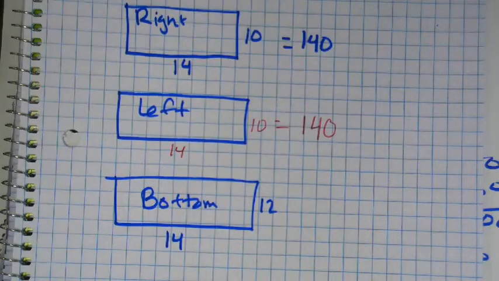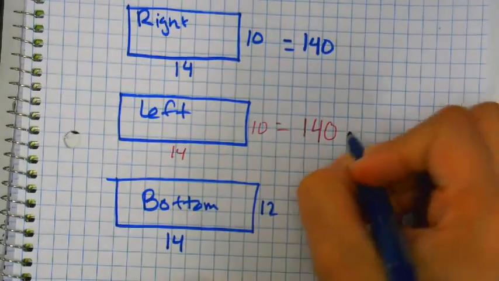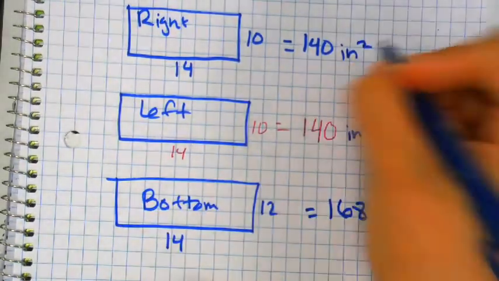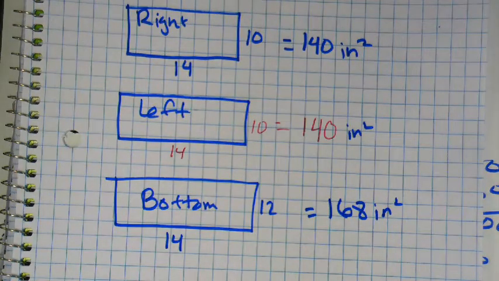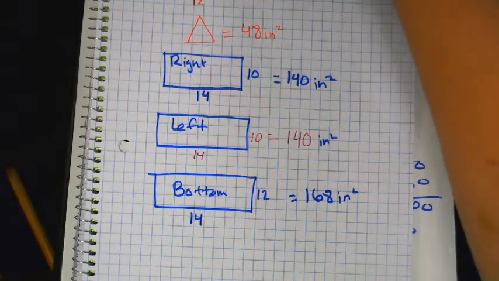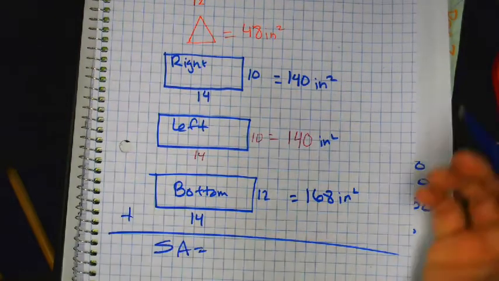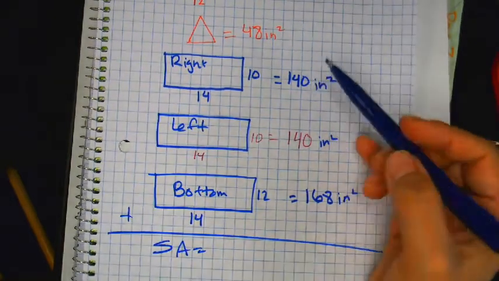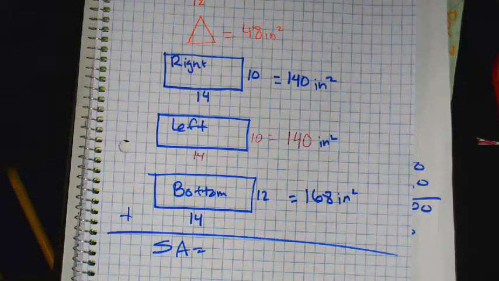Oh my gosh, what is 12 times 14? Inches squared, inches squared, inches squared. You all wrote inches squared on all of these, right? Okay, what's our last step? Add them all up. Feel free to use a calculator if you need to. Surface area equals 48, 140, 140, 168. Don't forget about the 48s.